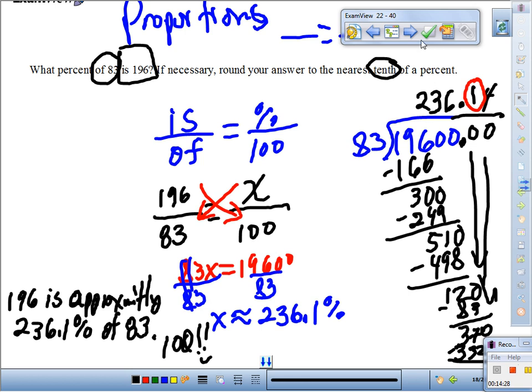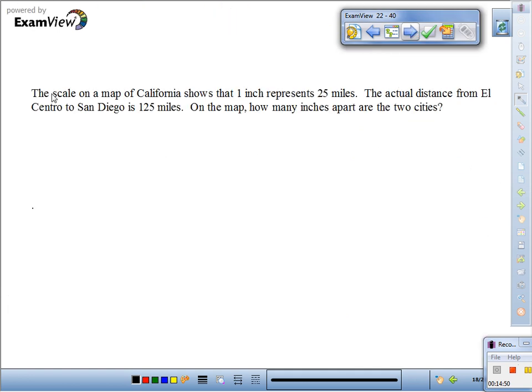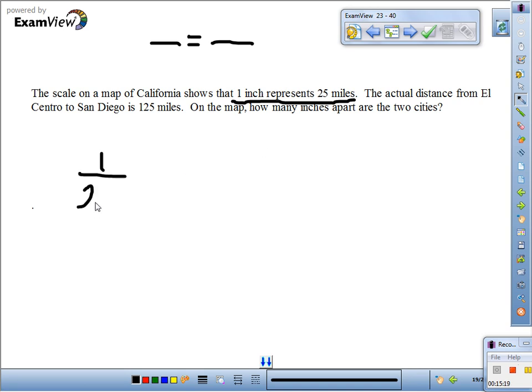Number 23. It says, the scale on a map of California shows that 1 inch represents 25 miles. The actual distance from El Centro to San Diego is 125 miles. On the map, how many inches apart are the two cities? So, once again, this is number 23. I want a what? A proportion. What does that mean? A fraction equal to another fraction. So how can I make this information into a fraction? 1 over 25. But keep organized. The 1 stands for inch, and the 25 stands for what? Miles. Just make sure you label it so you can keep organized.